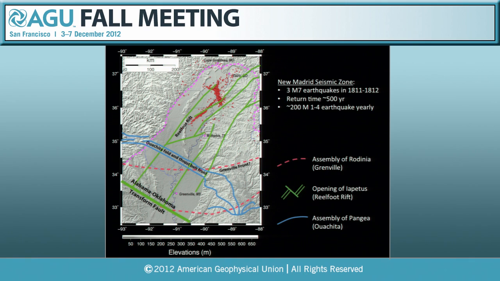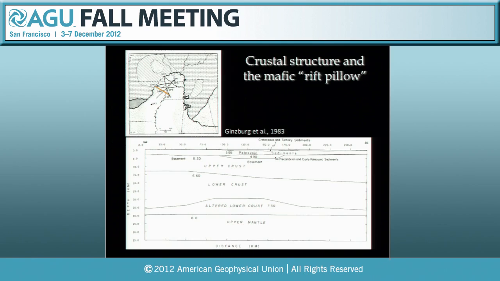Now, the New Madrid seismic zone is located nested within one of these old structures. If we look at the crustal structure under the New Madrid seismic zone, we see that this interesting tectonic history of the formation actually has left a mark in the crustal structure. In fact, this is a series of wide-angle refraction profiles that were shot in the 1980s by the USGS group.